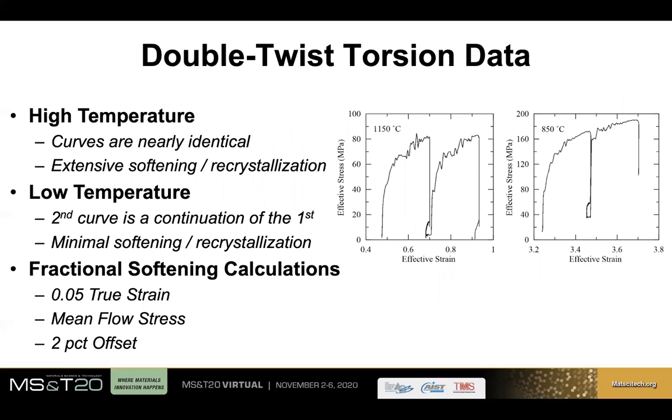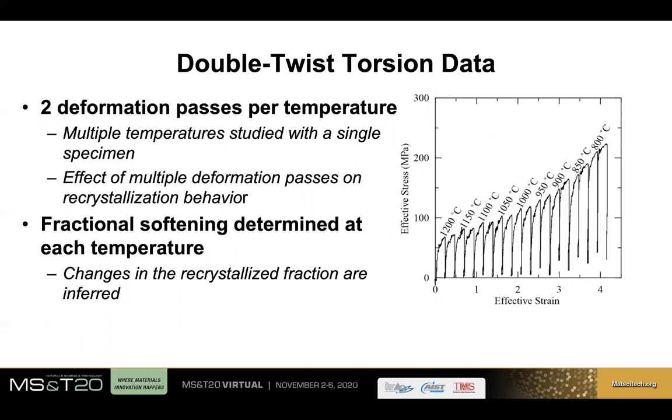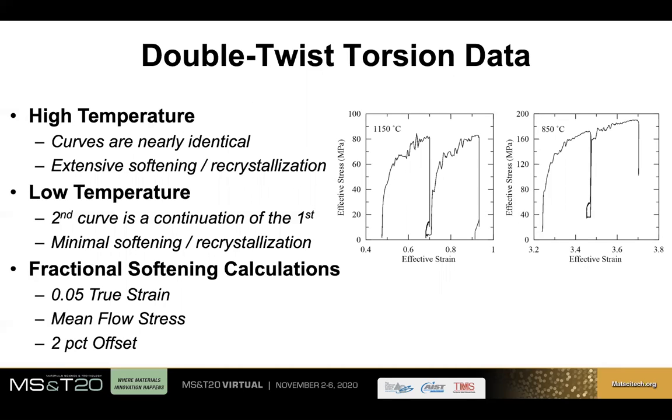If we look a little bit closer at a couple of the double twist pairs, we can see how the shape of the second stress strain curve varies with respect to the first, based on the temperature and on the extent of recrystallization during the interpass time between both hits. So we have here the pair of stress strain curves from the double twist torsion test at 1150C and 850C. And these are the same stress strain curves shown in this slide, just individually.